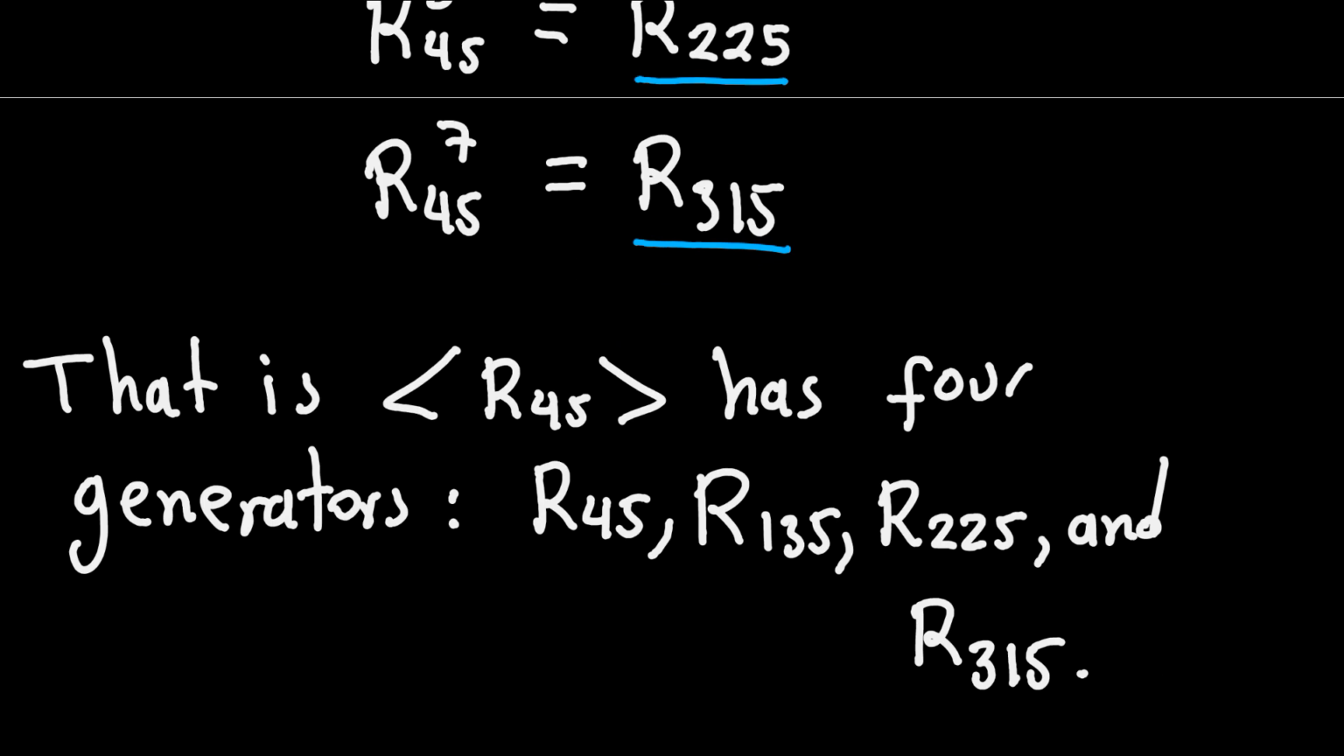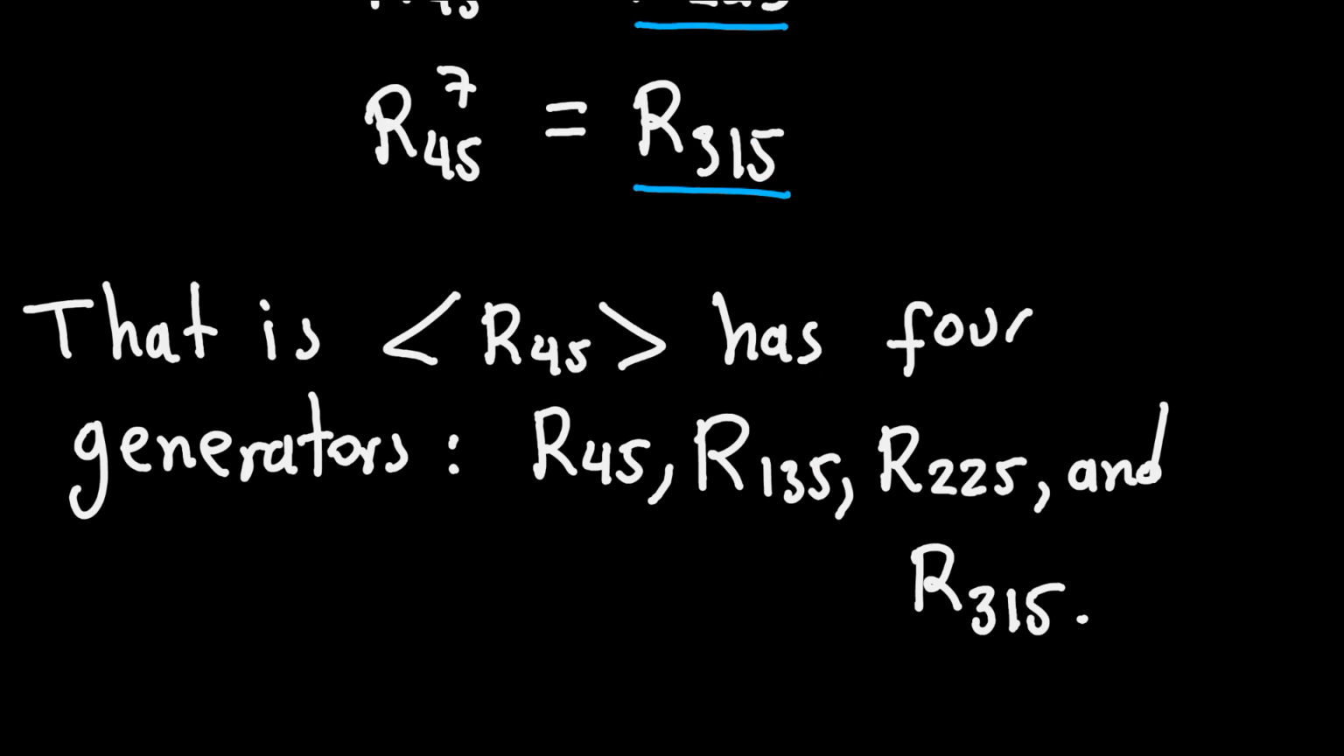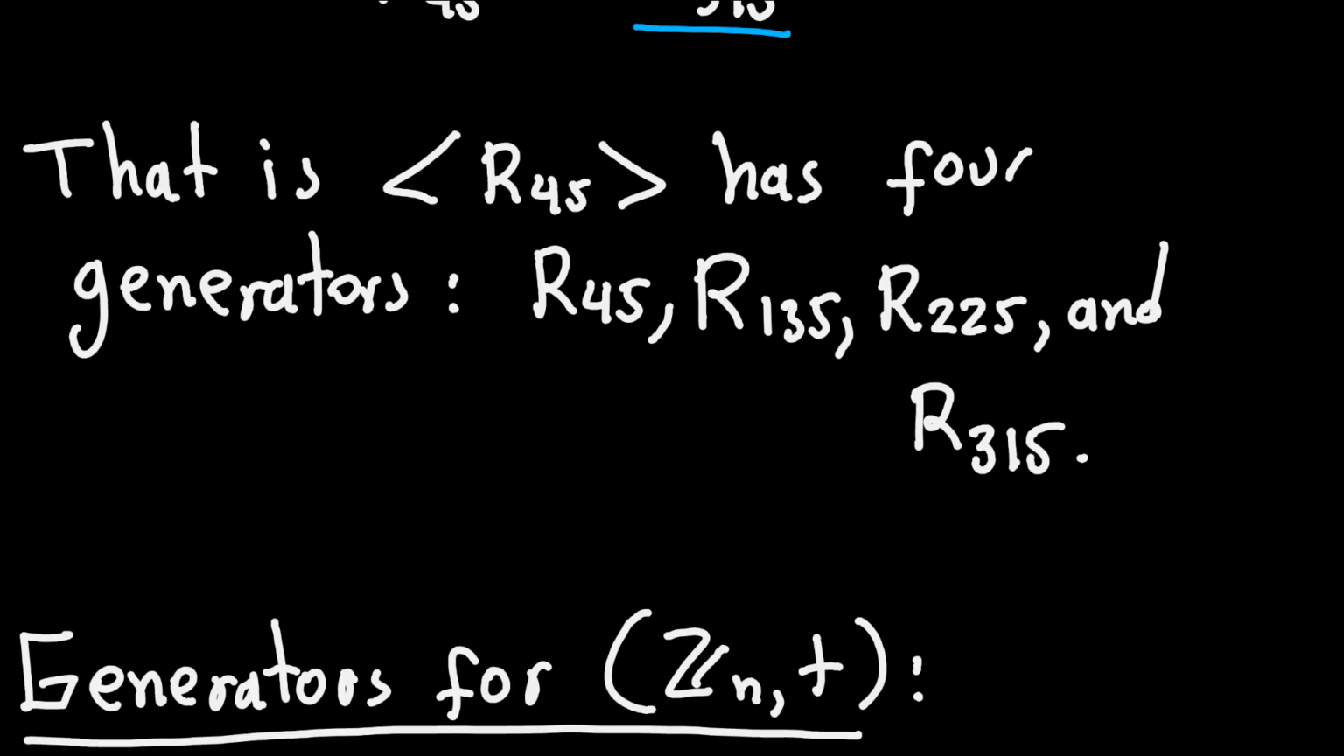So what that means is that this subgroup has 4 generators, and they are these ones right here, the ones that we described earlier. So that would be the end of the example. That was a geometric example.